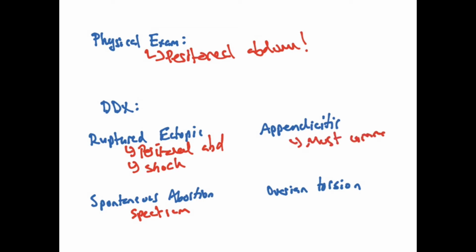Appendicitis is the most common general surgical emergency in pregnancy. And ovarian torsion is possible due to the formation of the corpus luteal cyst in pregnancy.